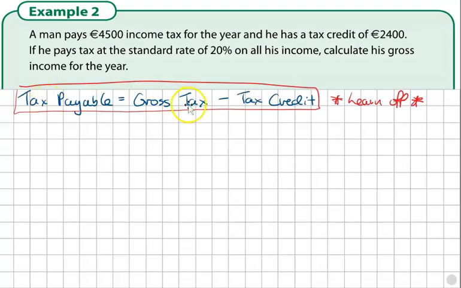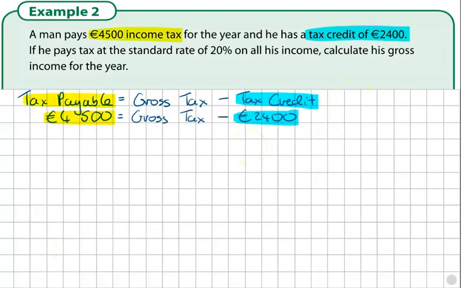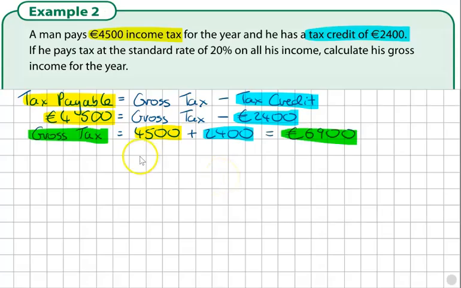Tax payable is equal to gross tax minus tax credit. Again, you need to learn this off. The tax payable is €4,500. We got that from the question, highlighted in yellow. And the tax credit is €2,400. We got that from the question, highlighted in blue. So it's going to be €4,500 is equal to the gross tax minus €2,400. Which means gross tax will be equal to €4,500 plus €2,400. So gross tax is equal to €6,900.